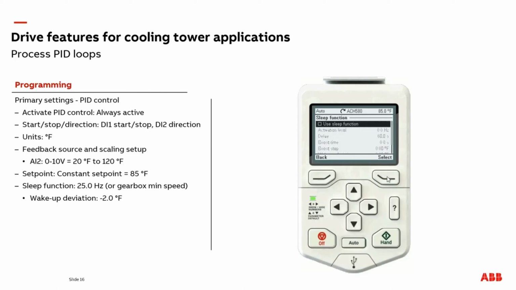For the sleep function, I want to enable it, so that when the fan speed gets to the minimum, after a delay of 60 seconds, the fan will shut off if the PID determines that the loop temperature is satisfied without the fan. Here for wake-up deviation, I actually want to set this to 2 degrees below the set point. When the feedback gets to 83 degrees and above, it'll turn the fan back on and enable it to catch up to the increasing loop temperature set point.